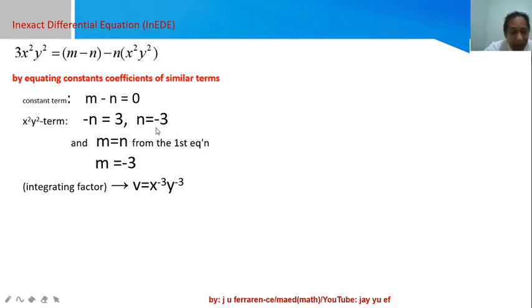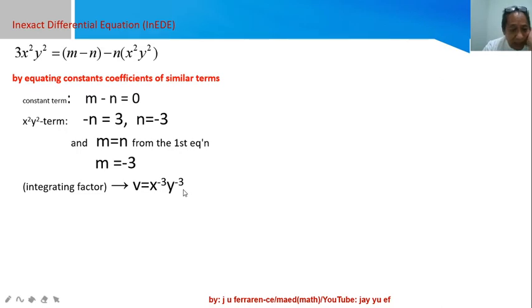After knowing the value of your n equal to negative 3, you can go back to the first equation. So m is equal to n from the first, which means that your m is equal to minus 3. So the integrating factor v is equal to x to the power m, y to the power n. So this will have a value of minus 3 and minus 3 also for your y as their powers.